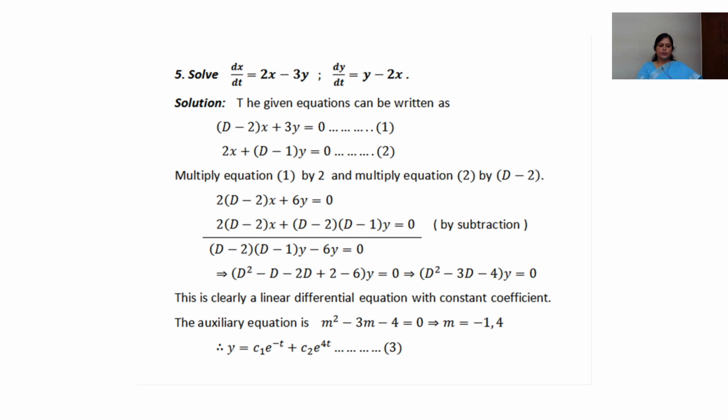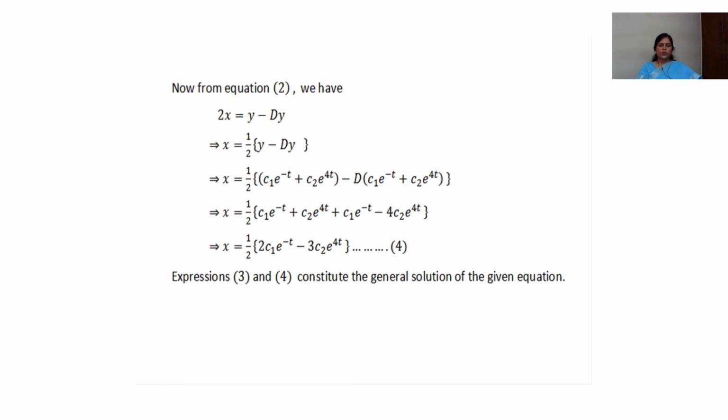Now the same procedure we have to follow. We have to take any one of the given equations and substitute the y value, and we'll get the x value. Now we'll go for that. From equation 2, we can write 2x is equal to y minus Dy. So x is equal to 1 by 2 into (y minus Dy). So substitute the y value here. The first term is only y, minus D into y.